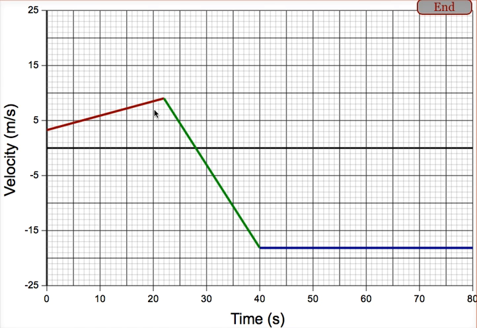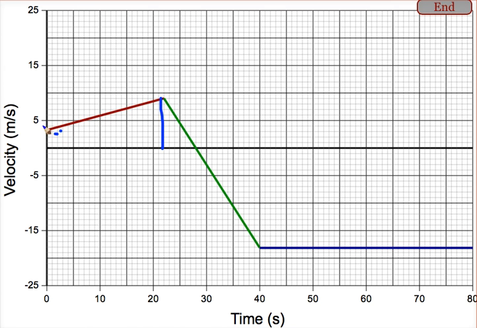If you're asked to find the displacement or the distance traveled for an object and you're given its velocity versus time graph, all you want to do is find the area underneath your graph. So for instance, for this graph, we would take our graph and break it up into different shapes.